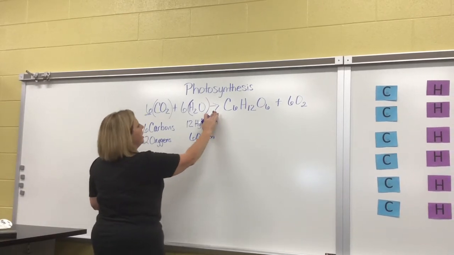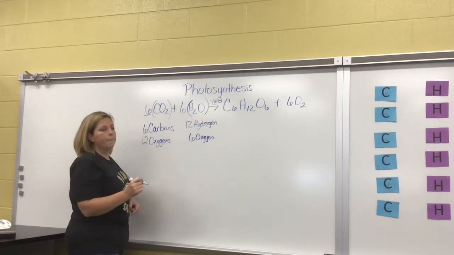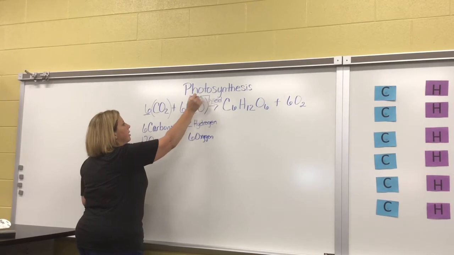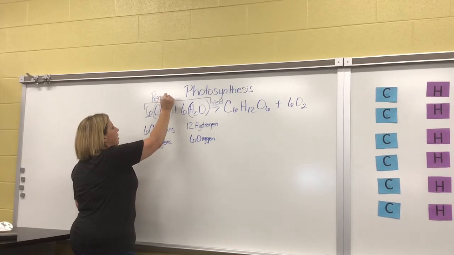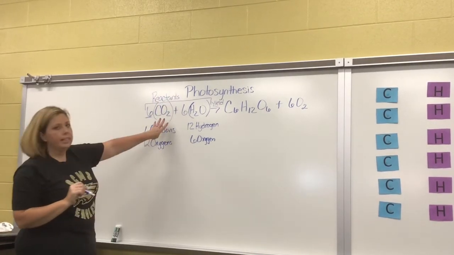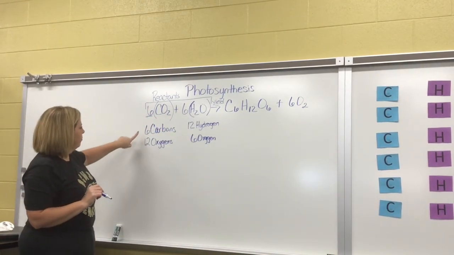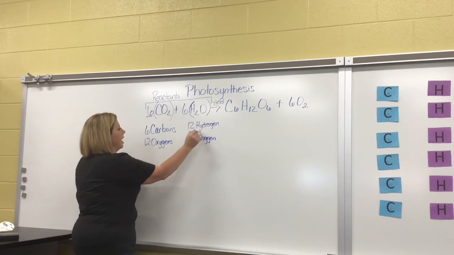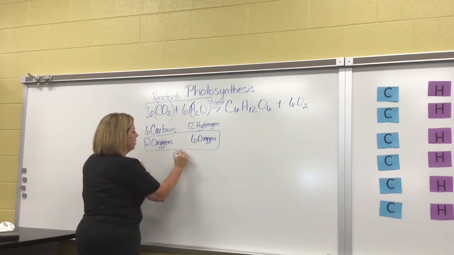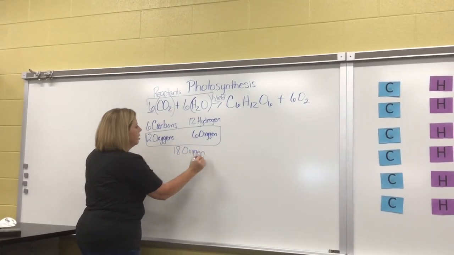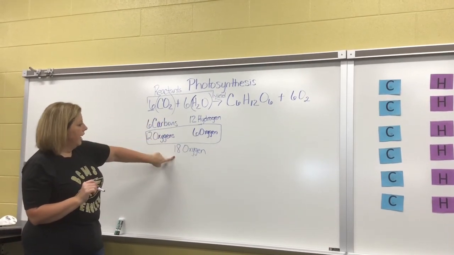Now remember when we have our arrow, we use the word yields, okay? And everything that's on the left side of the arrow are called our reactants. So we have 2 reactants in photosynthesis. We have carbon dioxide and we have water. So now the oxygens, I'm going to add these up. So this gives us a total of 18 oxygen. So going into this equation, we should have 6 carbons, 12 hydrogen, and 18 oxygen.